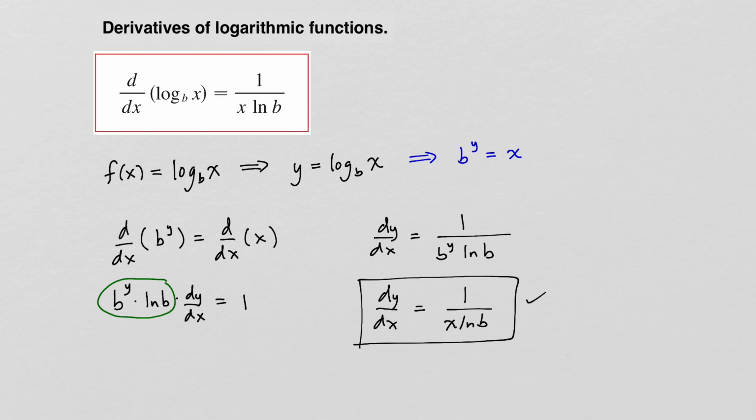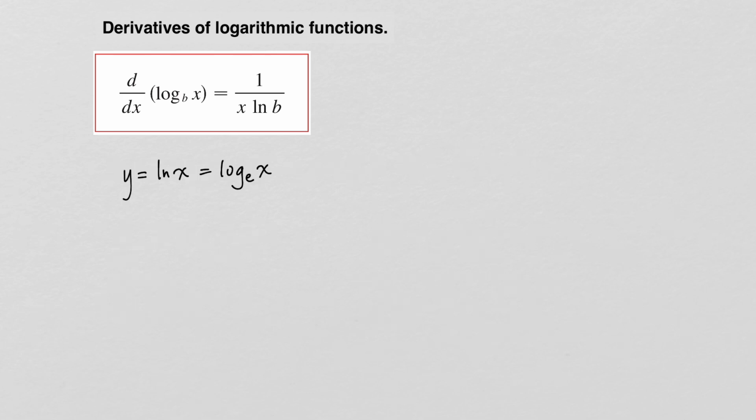Now, this formula is important, but most of the time, the base of our logarithm is actually the number e. In other words, most of the time, b is equal to the number e. So if y is equal to the natural log of x, which means log base e of x, then the derivative dy dx will be equal to 1 over x times the natural log of the base. But the base is e, and we know the natural log of e is 1. And so this simplifies to 1 over x.